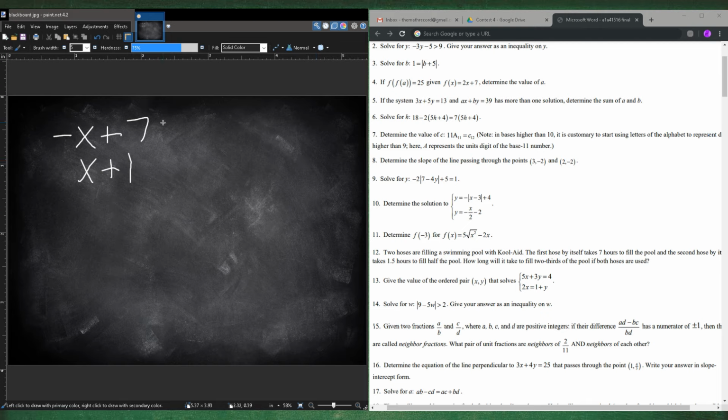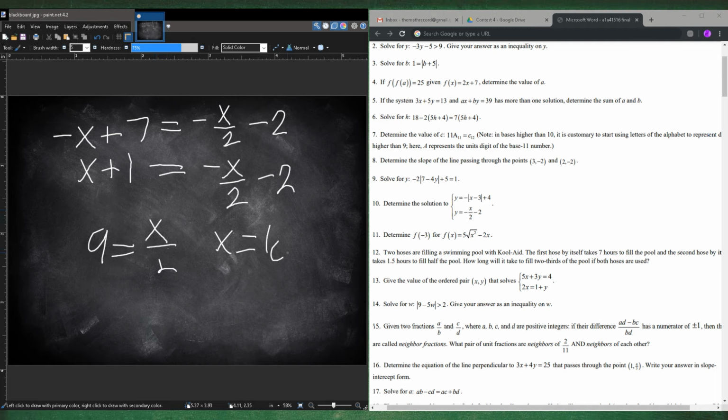And then it has to equal the other equation, which is negative x over 2 minus 2. So using that, let's solve this. Add x to the other side, and add 2 to the other side, so you have 9 here. And then this gets x over 2, so x is equal to 18. So if x is equal to 18, plug it back into one of the original equations. 18 divided by 2 is 9, times -1 is -9, minus 2 is -11.